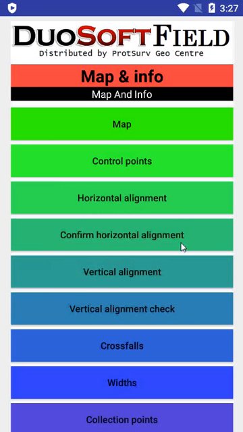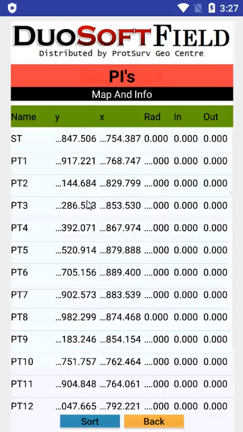From the previous video that I was doing, we had already imported PIs, VPIs, crossfalls, and everything that you would need to define an alignment of a roadway. So what we're going to be doing now is checking the horizontal alignment and confirming that horizontal alignment. So to check the horizontal alignment, or to input it manually, you would select horizontal alignment.